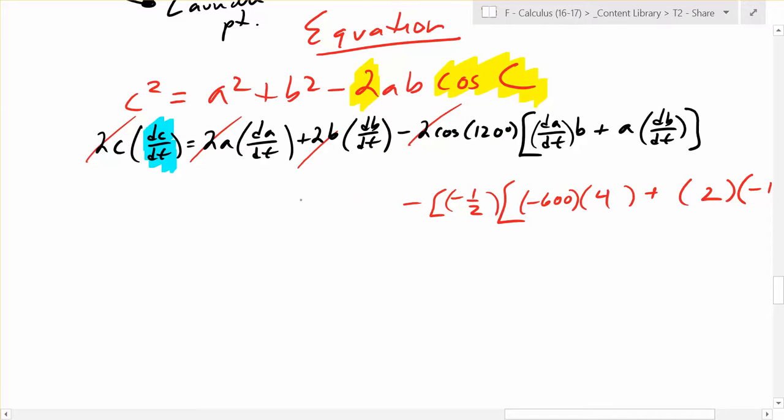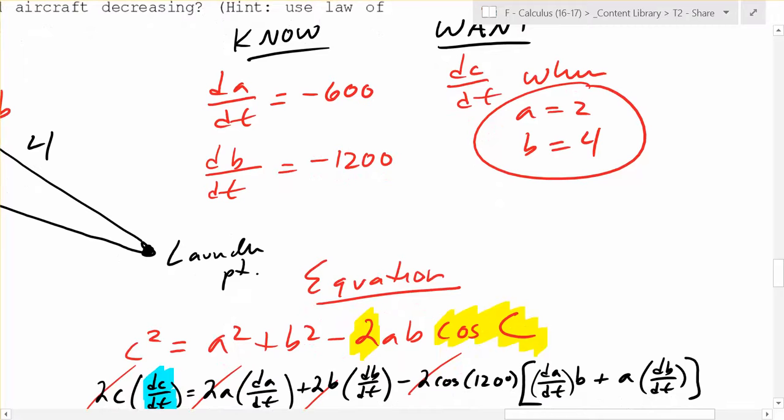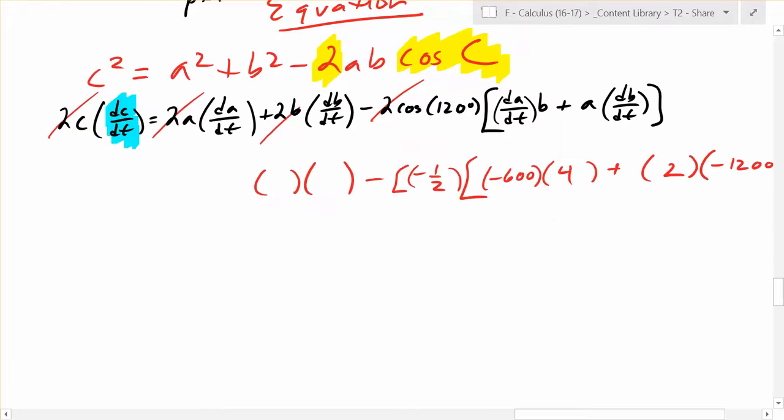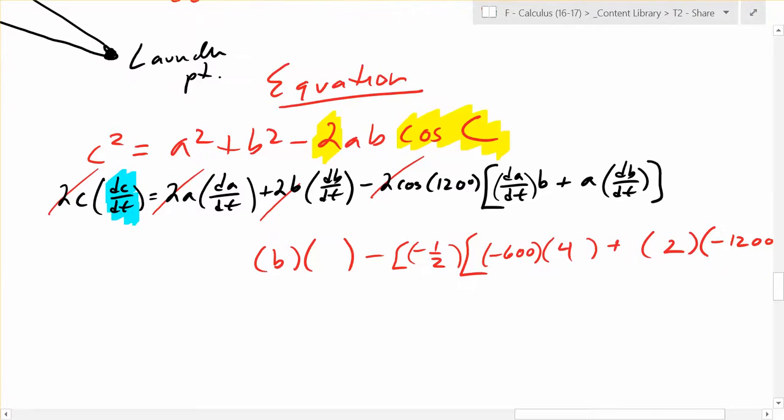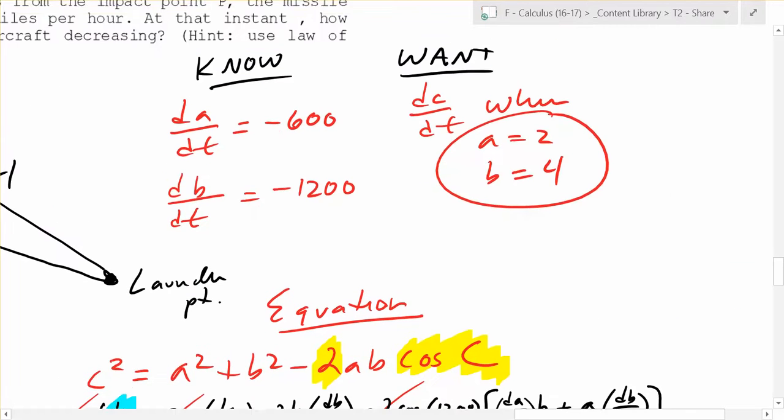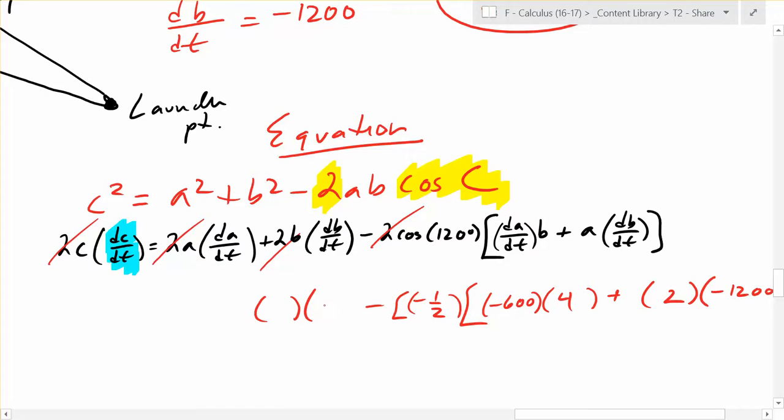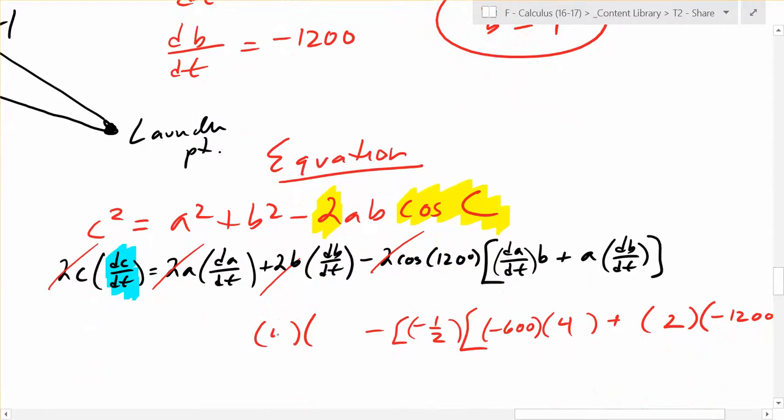Oh wait, 2. What's this one going to be? B and db/dt? What was b again? B is what? 4. And what's db/dt? Negative 2. Oh, negative. Thank you, you wrote B again. So b is 4. In other words, negative 1200, right?